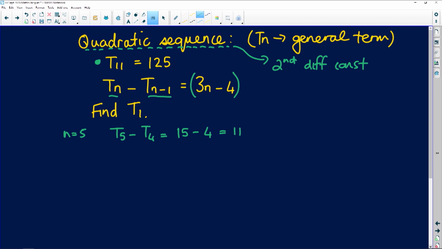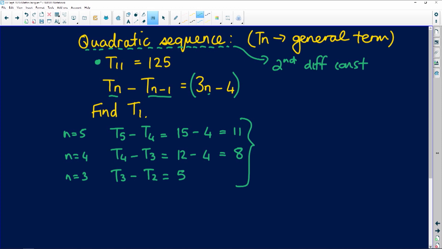If we go for another one, let's go for T4 minus T3 and see what we get. Now n is 4. So if n is 4, we get 12 minus 4, and that gives us 8. And let's work out one more. Let's make n 3. Term 3 minus term 2 will be, this n is now 3, so 9 minus 4 is indeed 5.